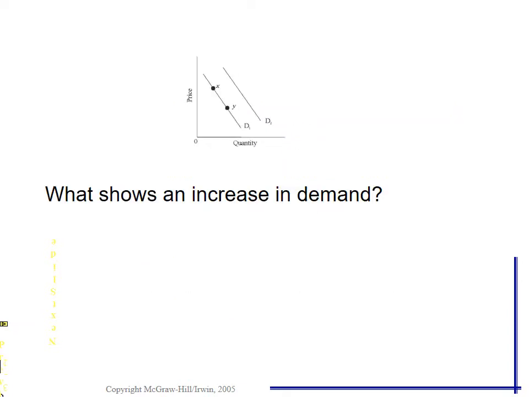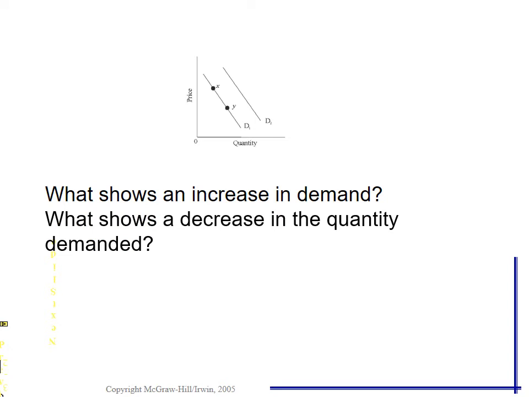What shows an increase in demand? Shifting the whole demand curve, because the demand curve is demand, from line D1 to line D2. What shows a decrease in the quantity demanded? When we change the quantity, we stay on the same demand curve, but we go from one point to the other. So here we would be going from Y to X.